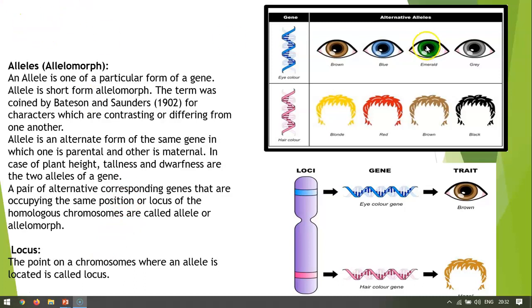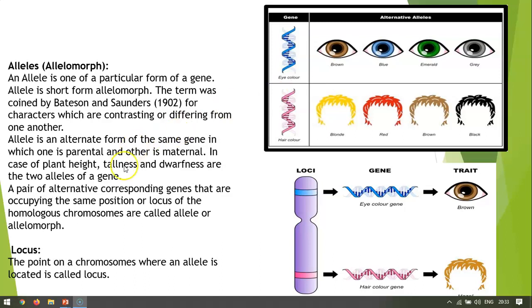Have a look at the diagram here. You have a gene which says it's a gene for color of the eye. And what are the alternative alleles? Brown, blue, emerald, gray. This is basically, we are talking about the human alleles. We have many alternative forms for a particular gene. When it came to Mendel's, he just had two contrasting characters.